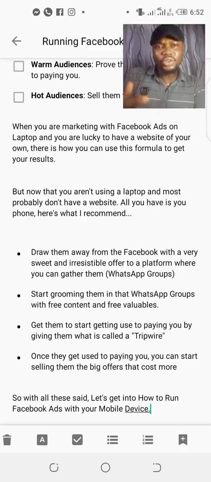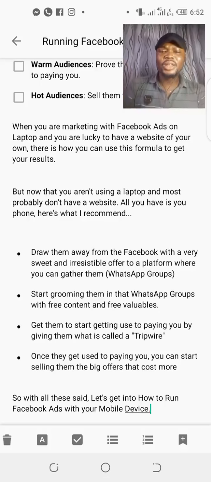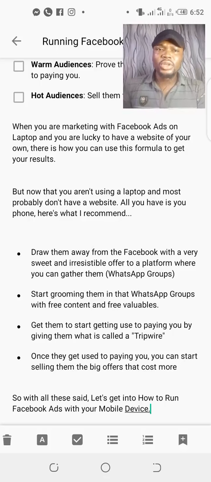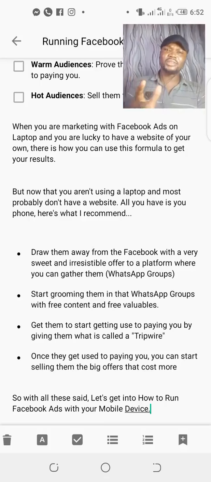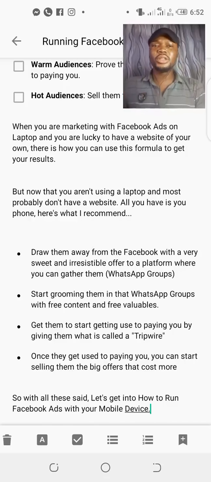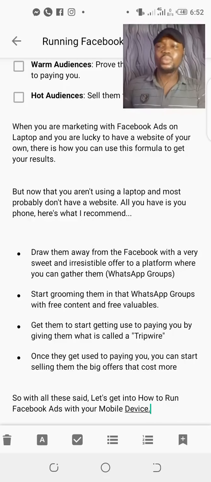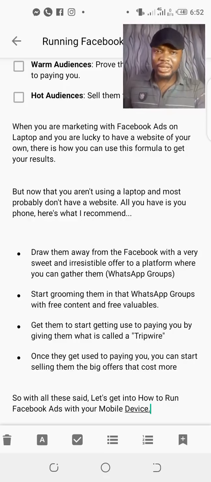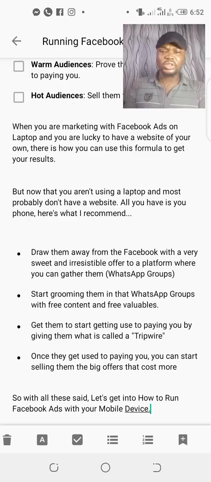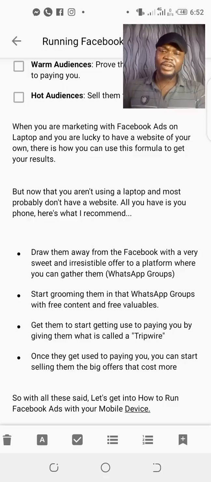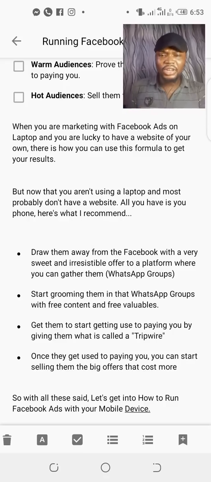And then you start grooming them. You start grooming them on this platform with free content and free valuables. It might take some days. Okay, for some people, depending on the kind of product you want to sell, it might take some weeks. But you start grooming them, start proving yourself, sending them free stuff, free training, free this, free that. And they say, this person is a valuable person. They're beginning to trust you, they're beginning to like you.